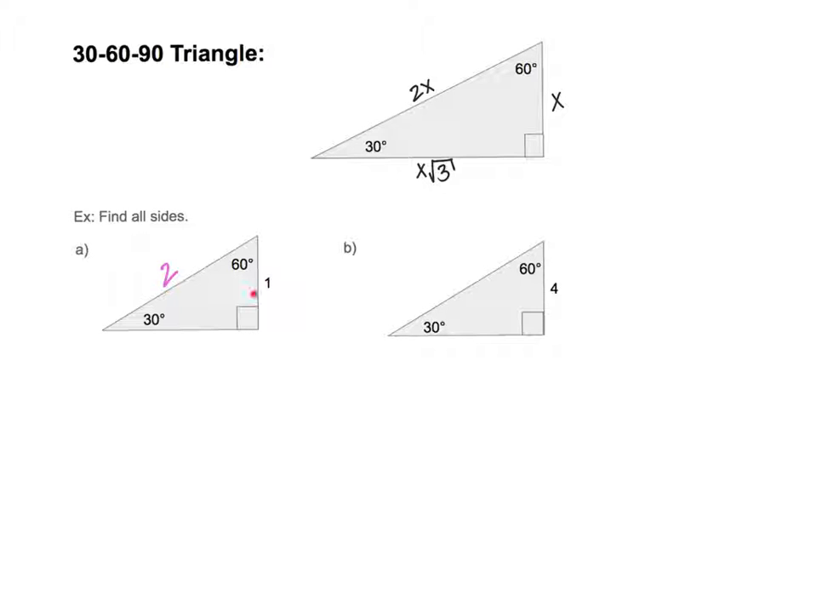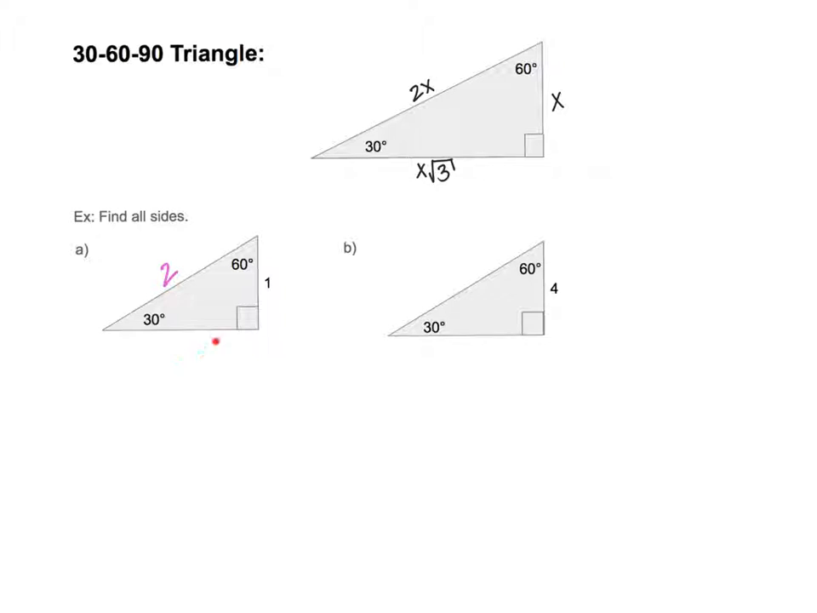Now, on this side here, if I make this my x, then plugging 1 in for this x times the square root of 3, this would be the square root of 3. But I want to show you why this is the square root of 3 by using the Pythagorean theorem.